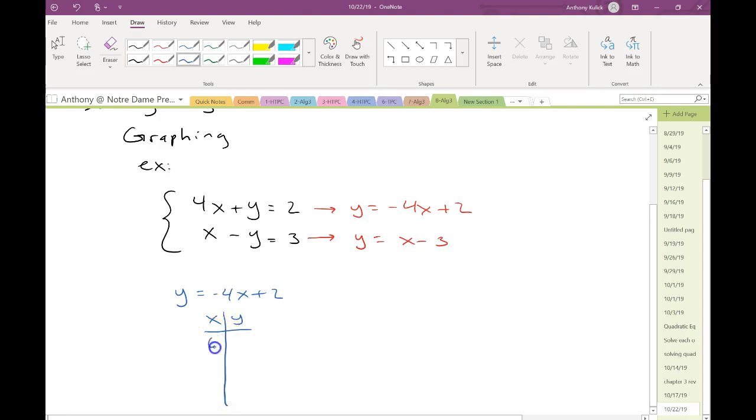So remember, we were going to pick our points and try to pick them kind of far apart. Not like crazy far apart, but kind of far. So if I pick 0 for x, and I plug that in for x, I get 2 for y. And then maybe I'll pick 3 for x. When I plug that in, I get -10 for y. And for my other equation, let's see, we'll pick 0 for x, so that gives us -3 for y. And then maybe we'll pick 3 for x, and that gives us 0 for y.